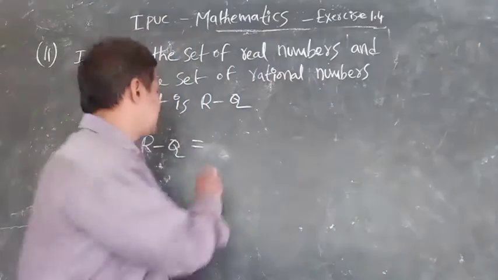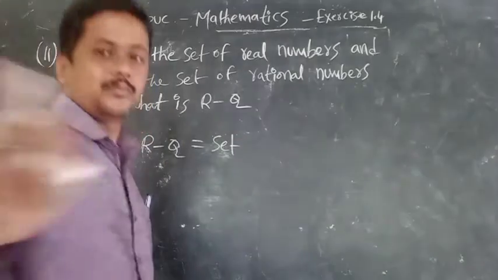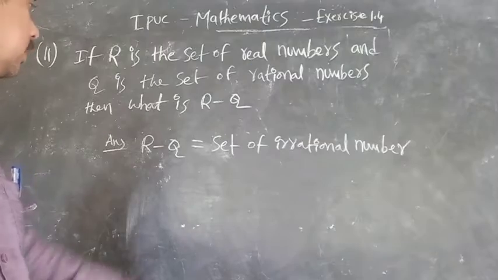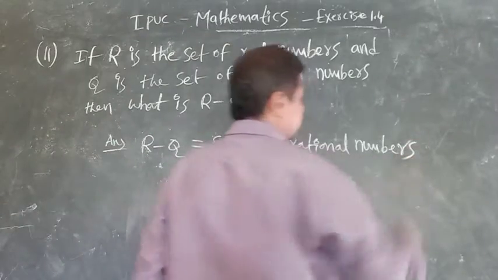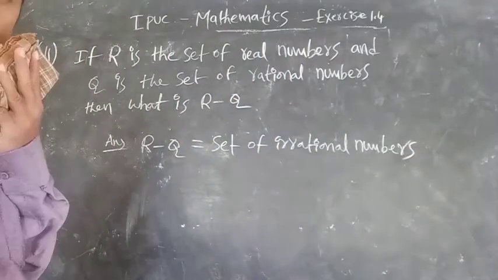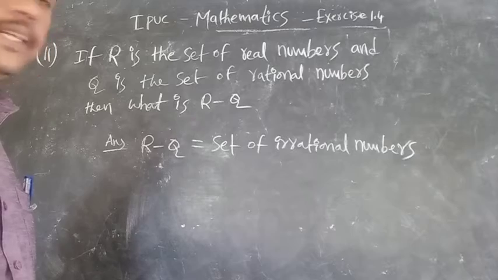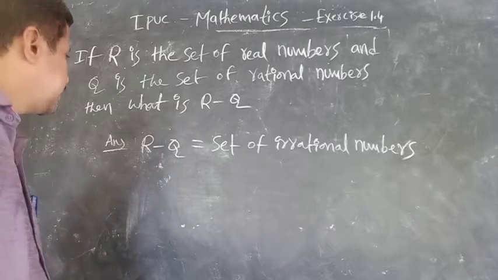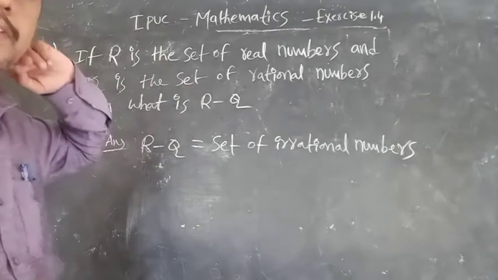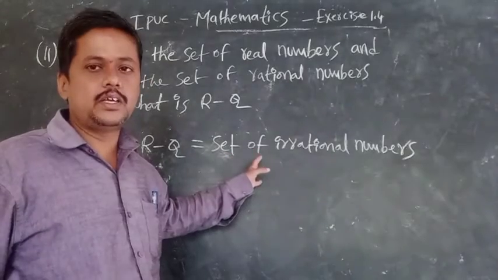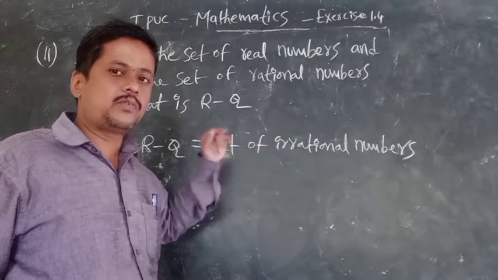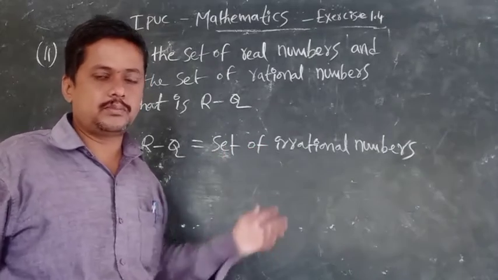So therefore, the set of irrational numbers. Real numbers, if we remove rational numbers, what happens? The set of irrational numbers. This is very easy. So this is also one of the important questions for the 1 mark question. Okay, please learn these things.